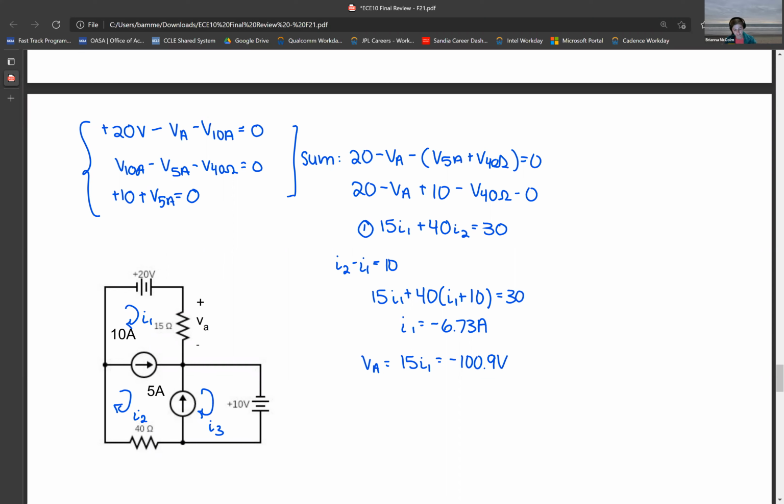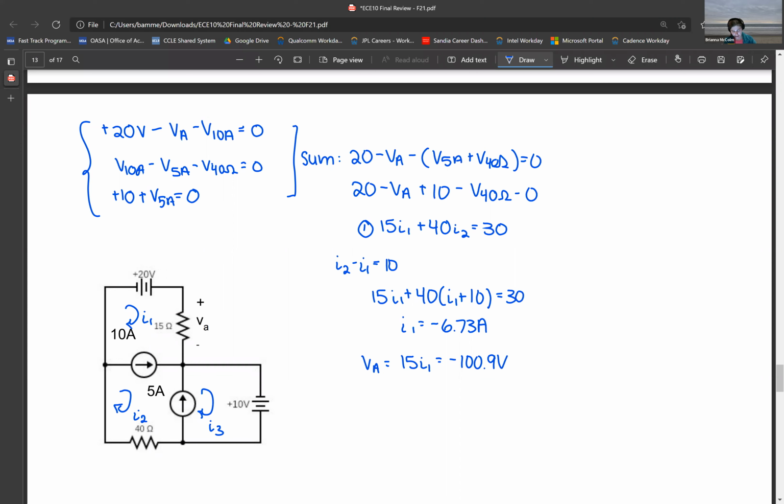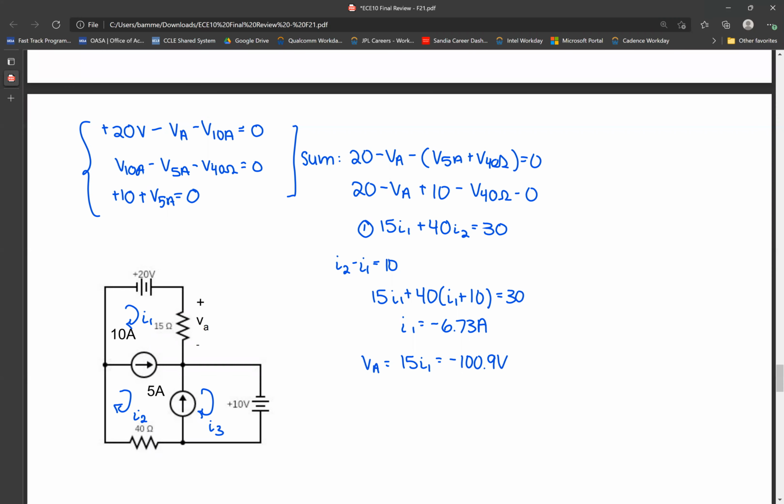So equation 1 came from, we wrote KVLs around the 3 meshes, and then we began substituting in. So the voltage across the 10 amp source is also in the second equation. And so if we move the voltage across the 5 amp source and the voltage across the 40 ohm resistor over to the other side, we can plug it in for this term here. And then we also plugged in for the voltage across the 5 amp current source here. And so the VA is 15 I1 and the V40 is 40 I2.